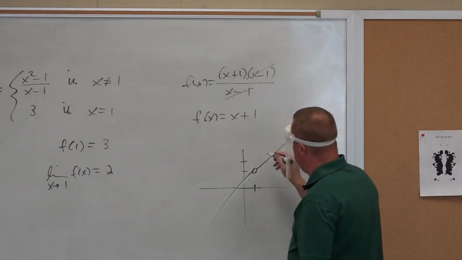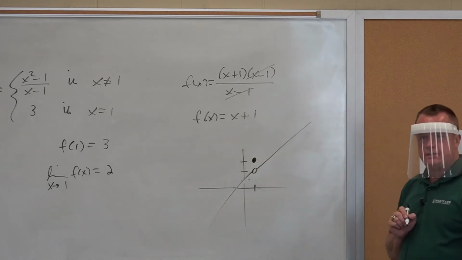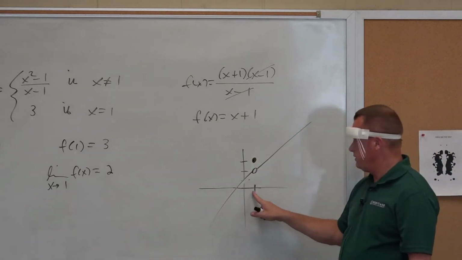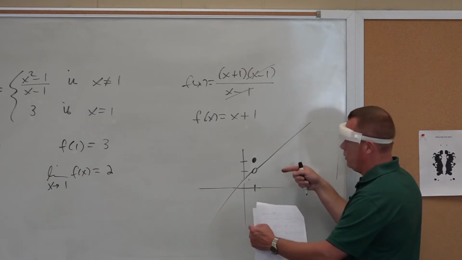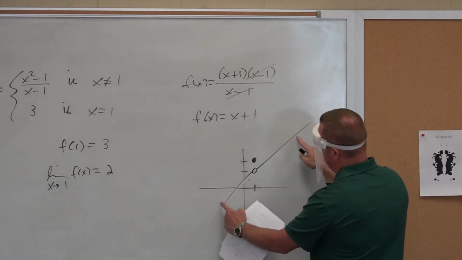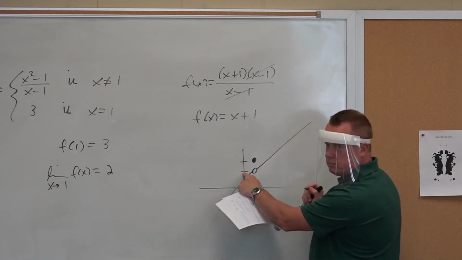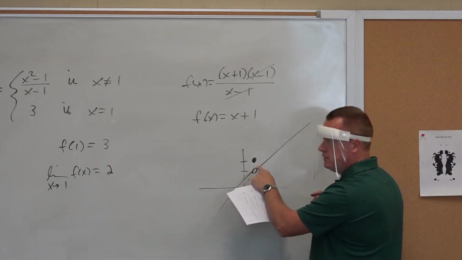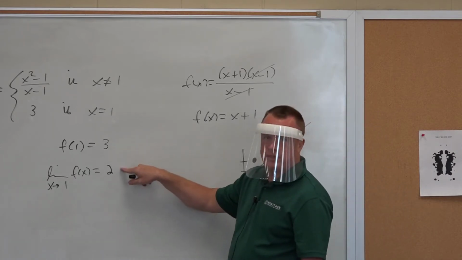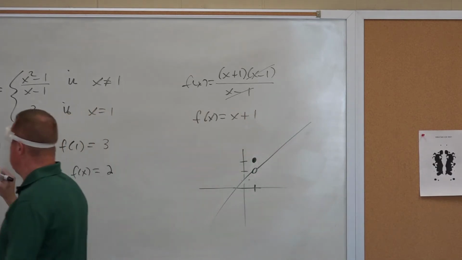When it's 1 though, it's 3. Okay, so is that continuous at 1? No, because the limit as x approaches 1, what is this actually approaching? It's approaching 2. But at 1, it's actually equal to 3. So these two are not the same thing, so therefore it's not continuous at a equals 1.